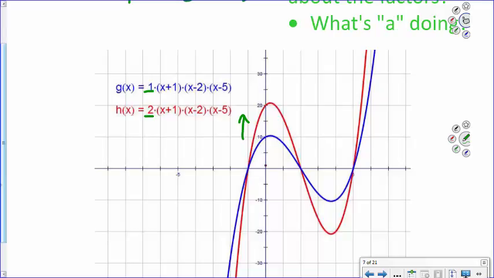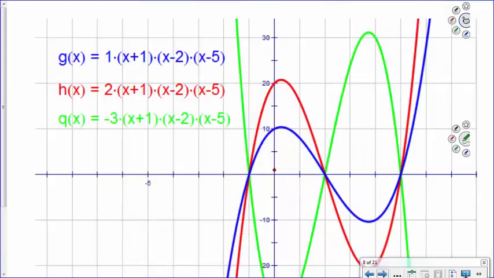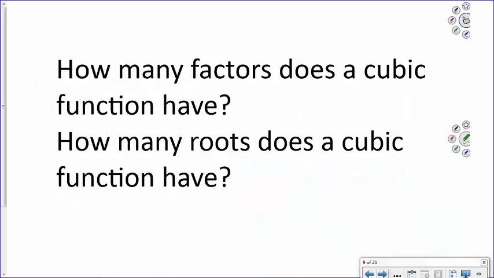And then if we happen to negate that a value, if we take a look at the green guy right here, what does that do? Oh yeah, that reflects over the x-axis. Remember, because technically you negated the y, right? We've got to go back to our transformations chapter. Okay, so you can kind of tell all the different things that it does.